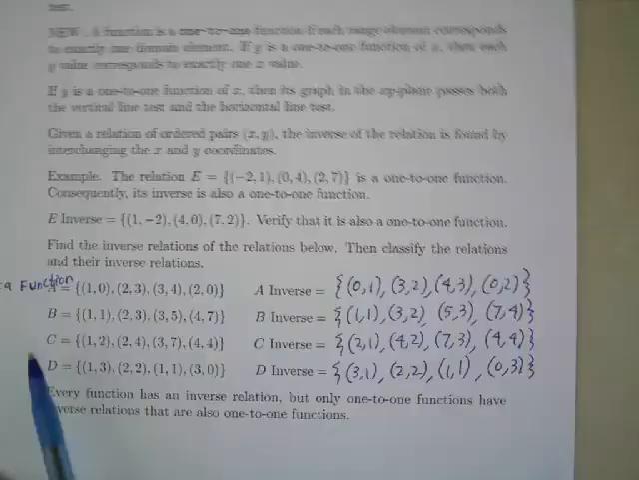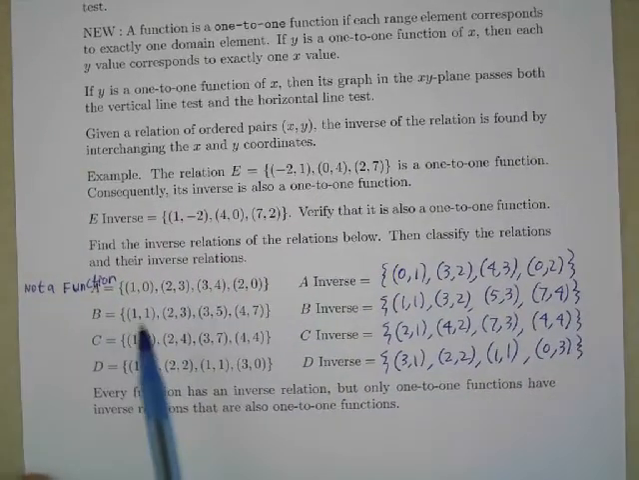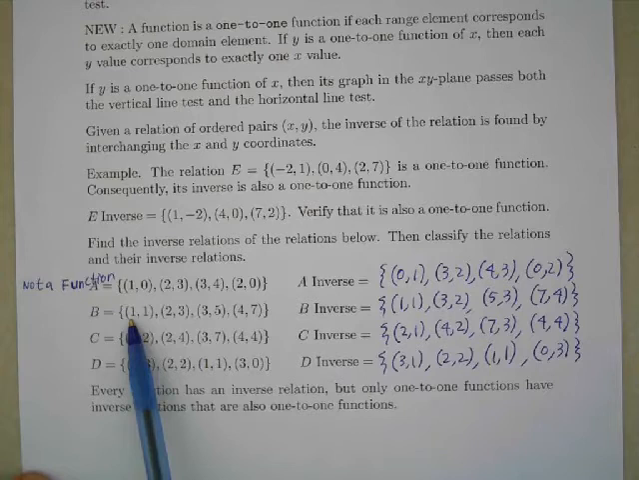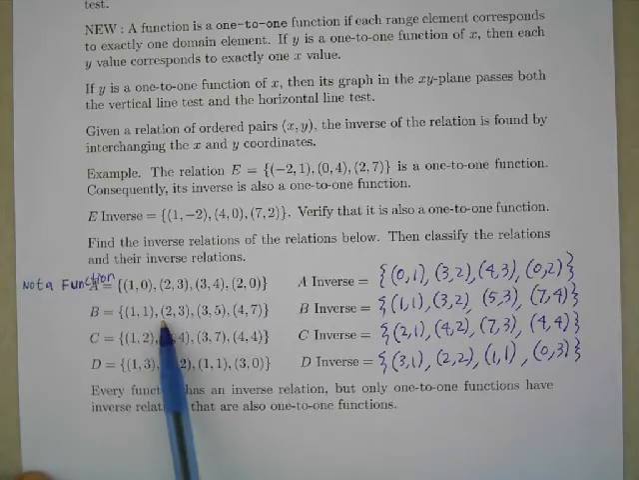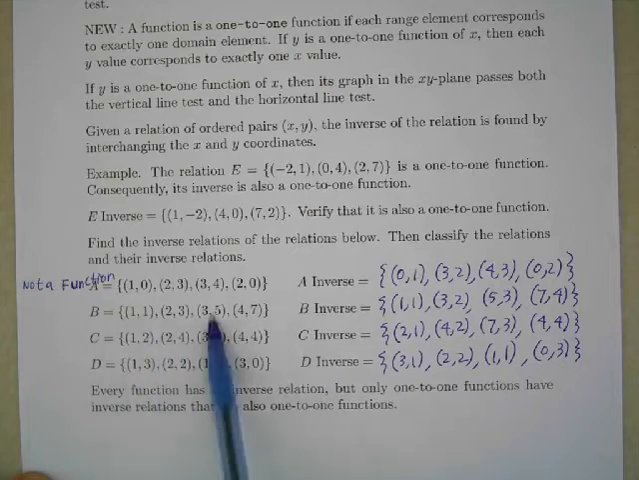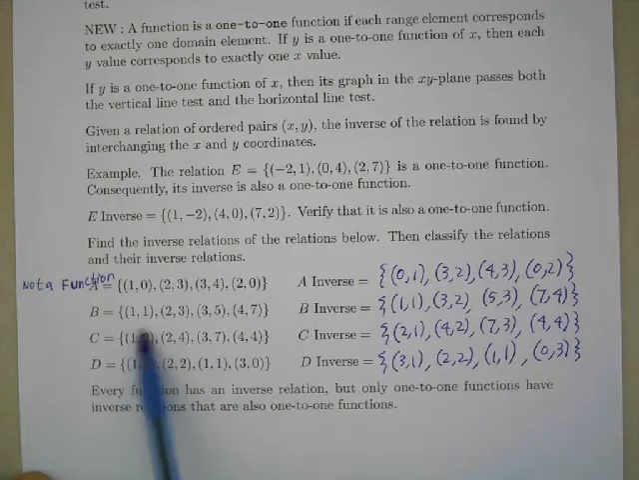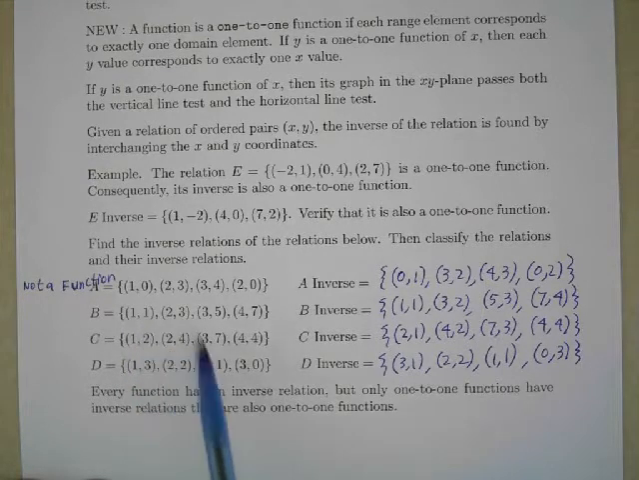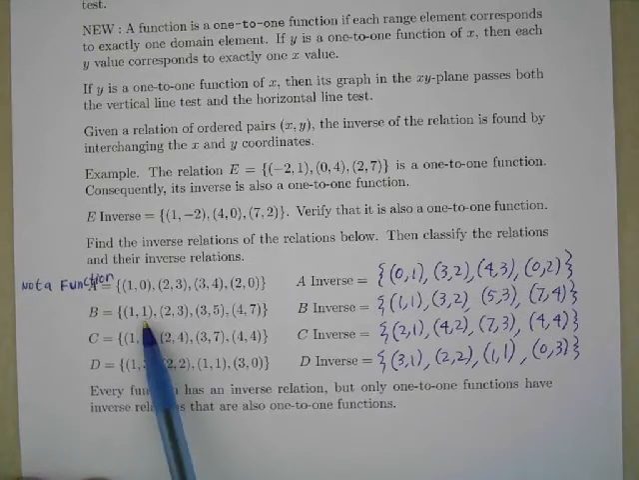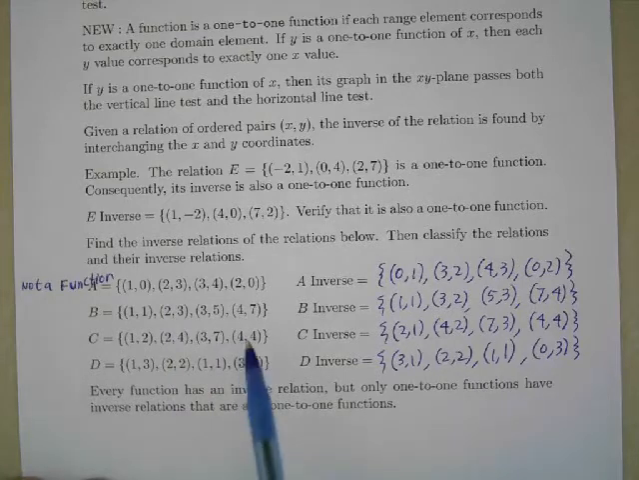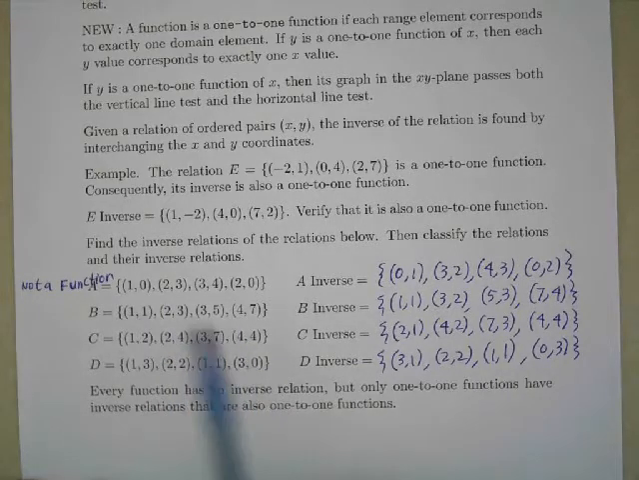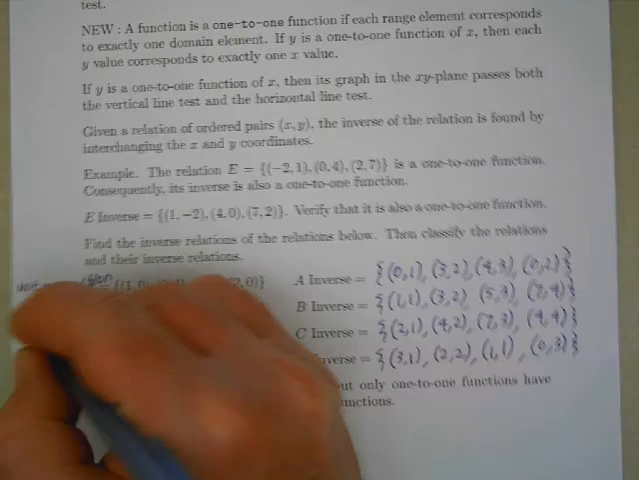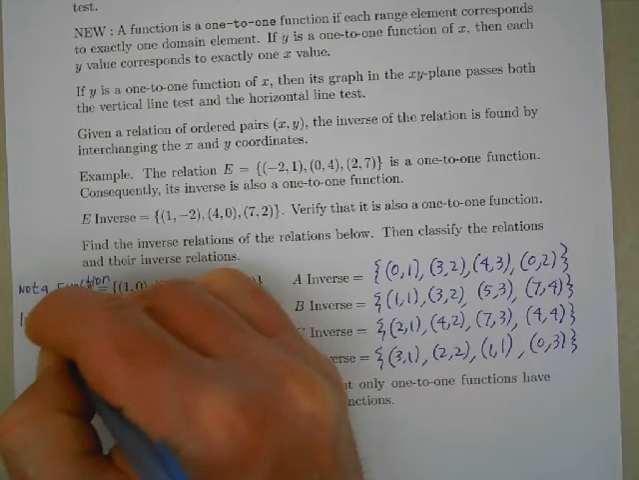In relation B, the domain values 1, 2, 3, and 4 each appear only once. So that means this is a function because each domain element corresponds to only one range element. Then we'll check to see if it's a one-to-one function. The range elements 1, 3, 5, and 7 each occur only once. So this is a one-to-one function because each range element corresponds to only one domain element.